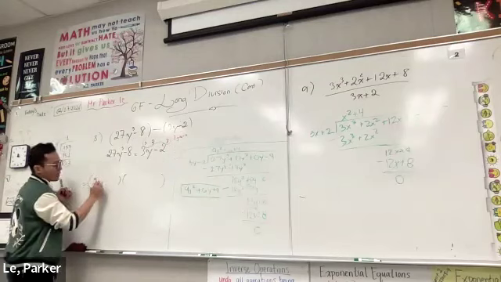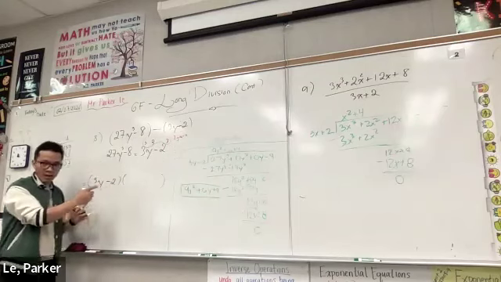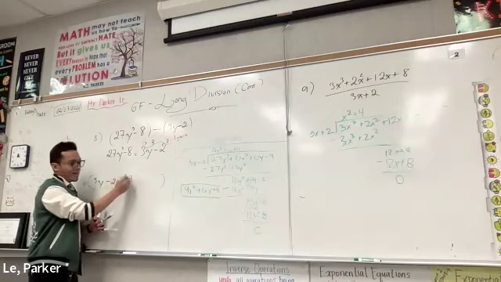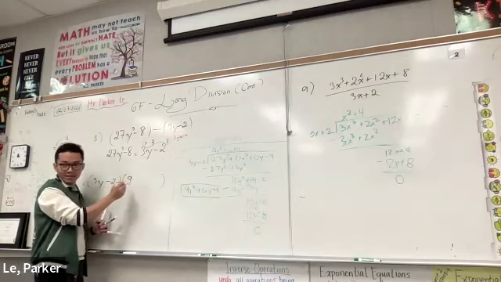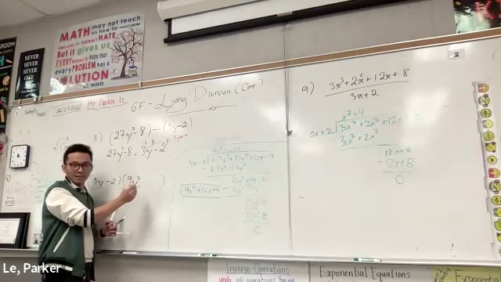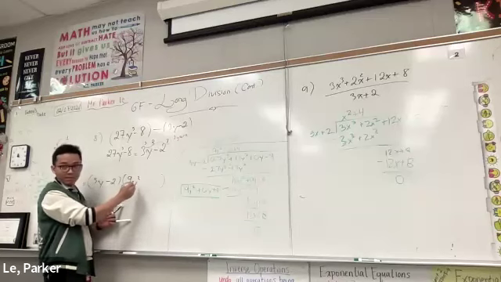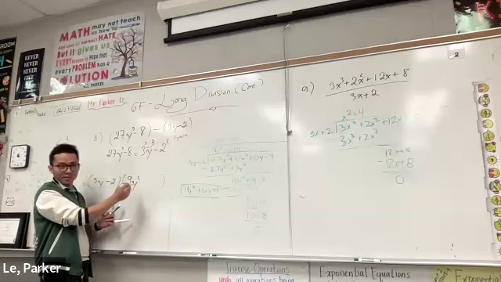So 3y minus 2. Now, if you got it wrong, you're gonna get one point off. Nine y squared. The pressure is on. If you got it wrong, you're gonna learn this. Negative 6y.